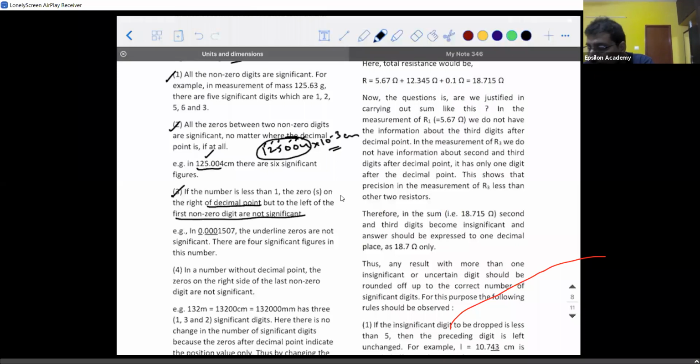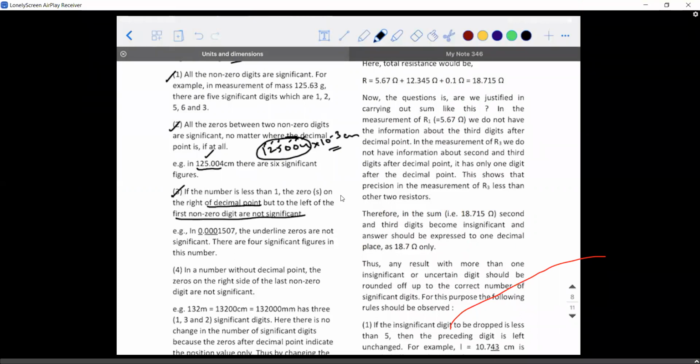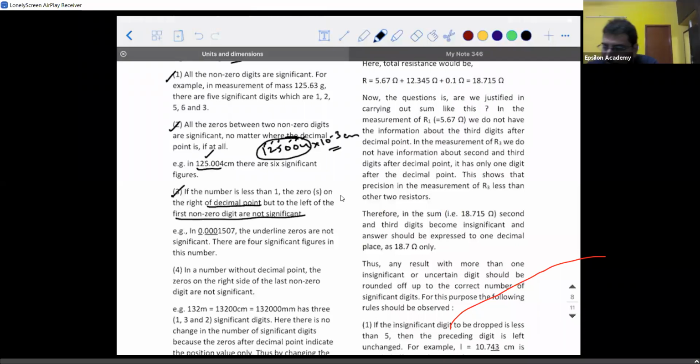So what are we trying to say? 0.0001507. Suppose some measurement value is given to you in this way, then underline the zeros that are not significant. The zeros which are underlined are not significant. So how many significant figures does this number have? It has only 4. What are the 4 significant figures? 1, 5, 0 and 7. You're able to understand? Next.